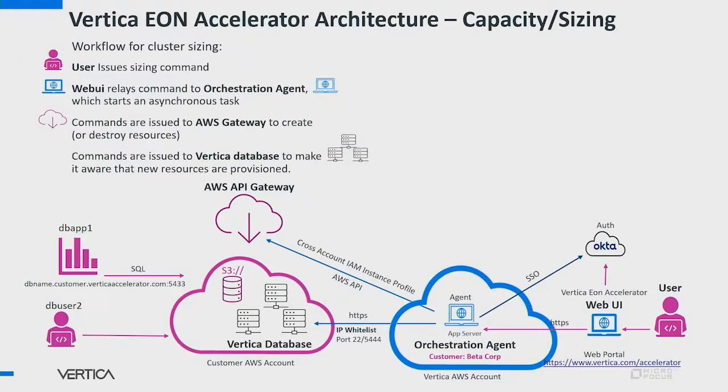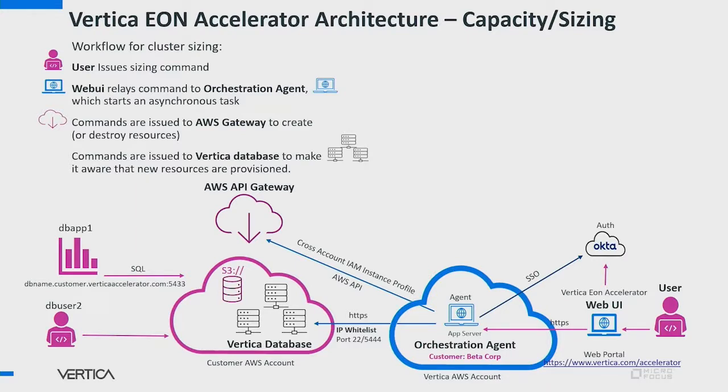Okay, so having given you a bird's eye view of how the architecture looks, let's go through a couple of use cases. A very simple use case is, say you want to size the Vertica cluster. You may want to add some nodes or increase the capacity. Here's how the information will flow through the entire system.